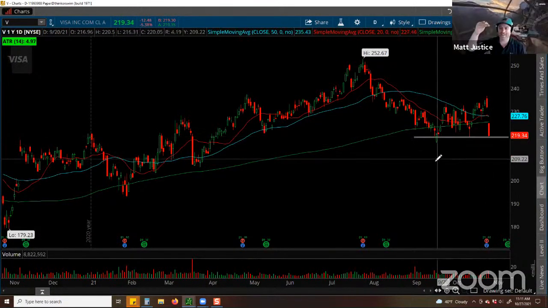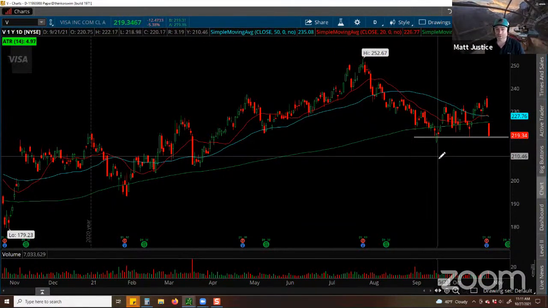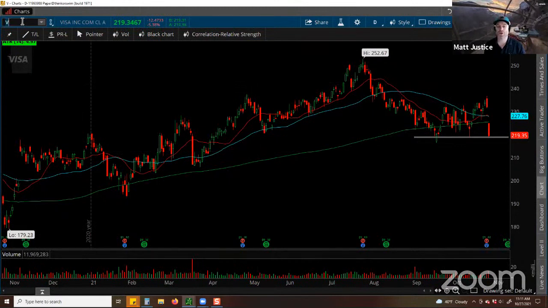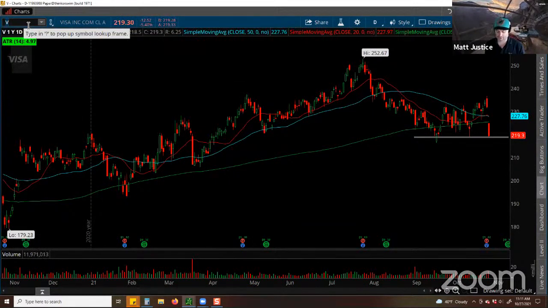Why would you bother? Their pullbacks are coming into support from a bullish perspective. This is like, oh, you better hold or look out below type scenario. 100%. Yeah, I think it's a stay away. There's too many better alternatives to Visa in the financial names right now.